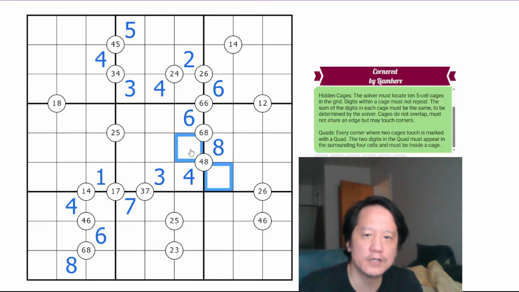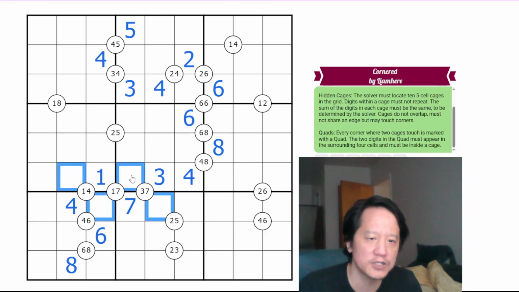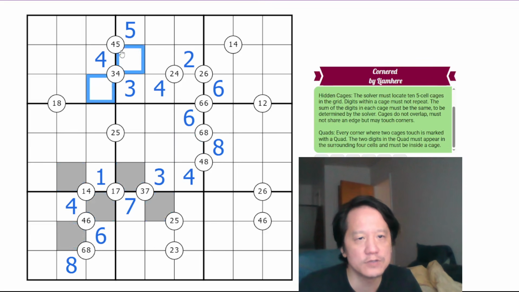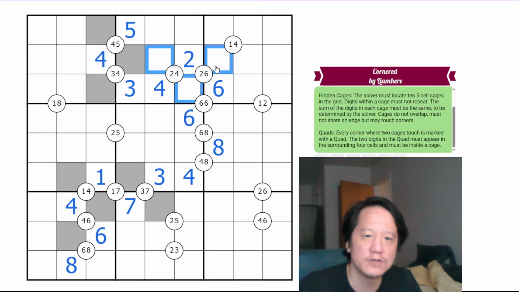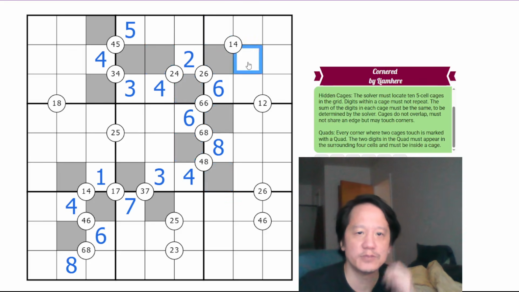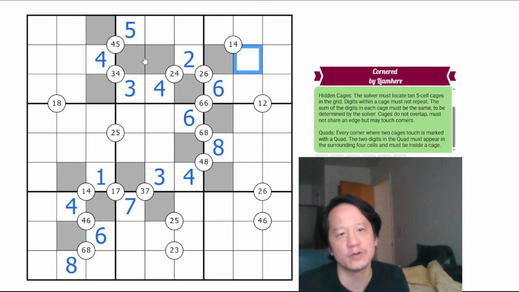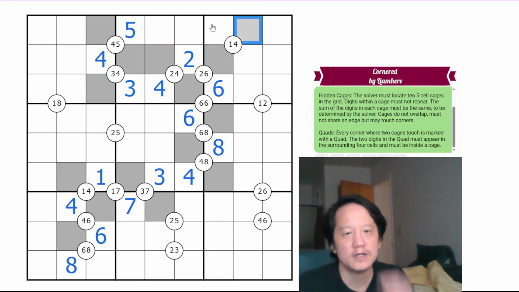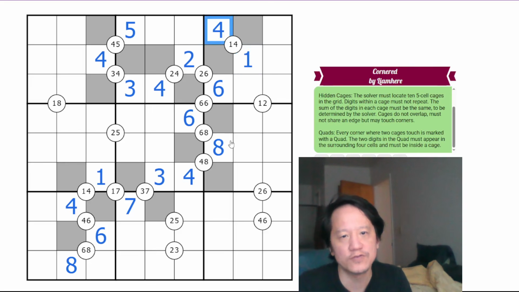So where are the non-cages? We know these digits cannot be cages because cages can't share edges together. So we'll mark those as non-cages. None of these are cages. That means this has to be 1 and 4 here. And 4 can't be here because of 4 in the row because you have to have cages touching each other. So this must be 1 here, and that's 4 there.